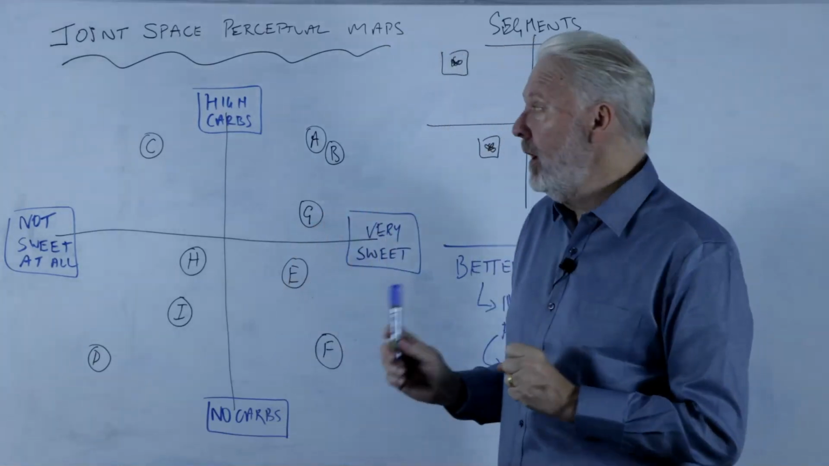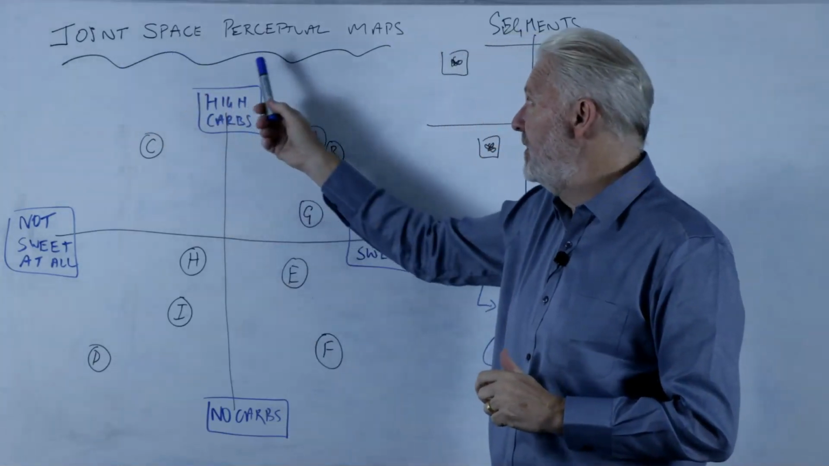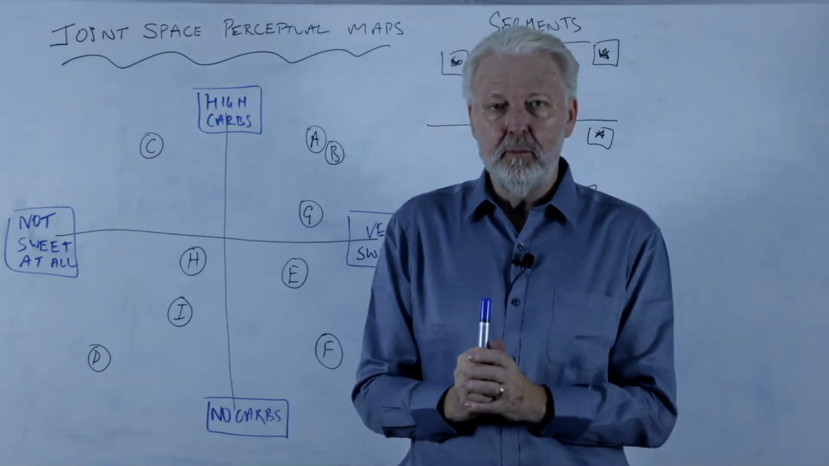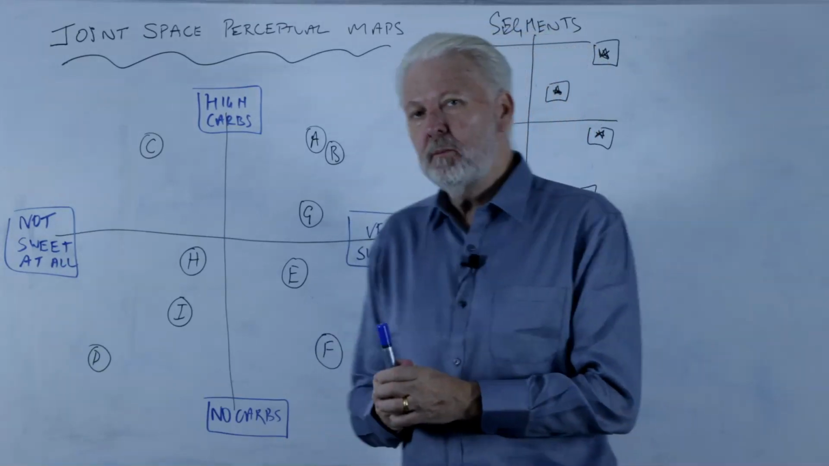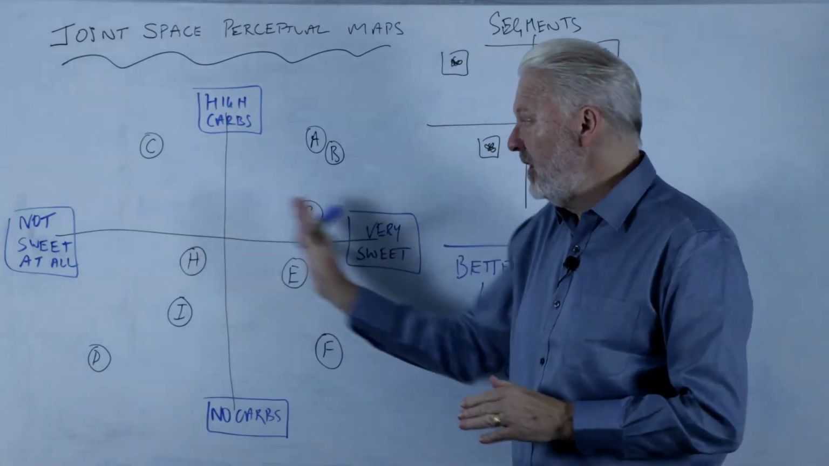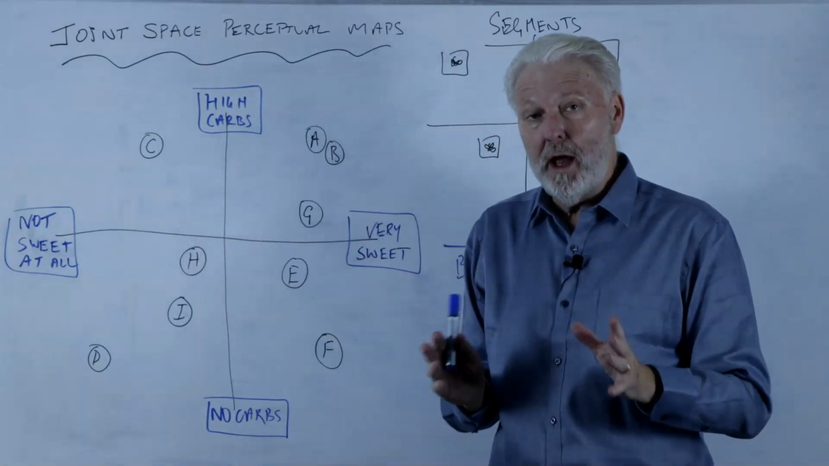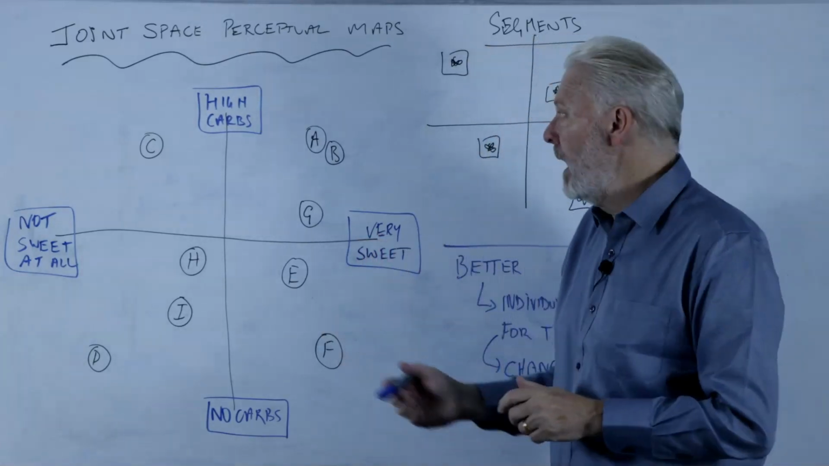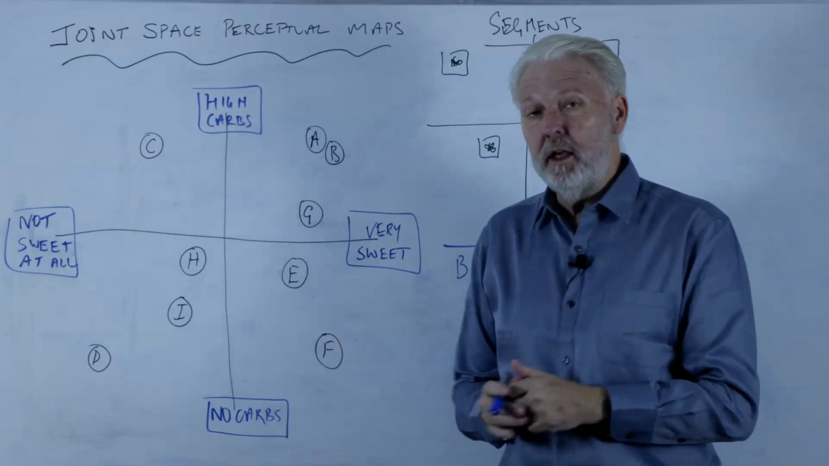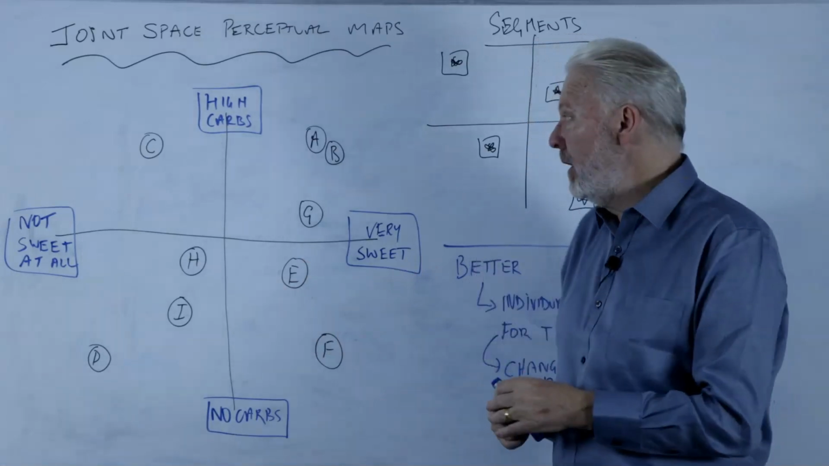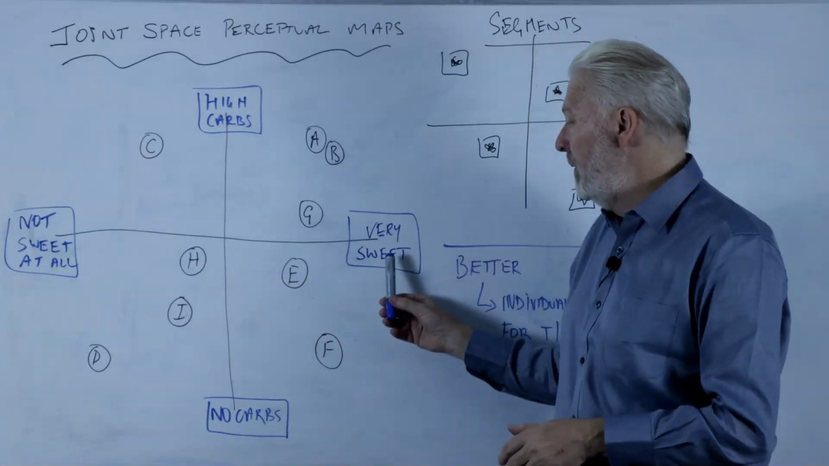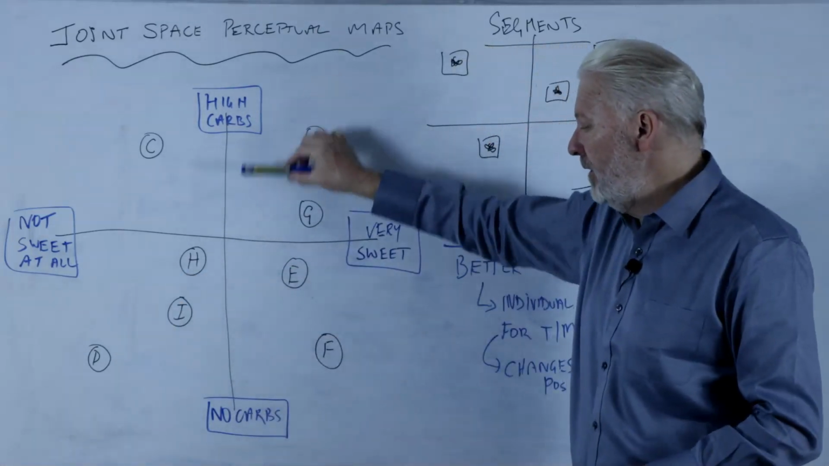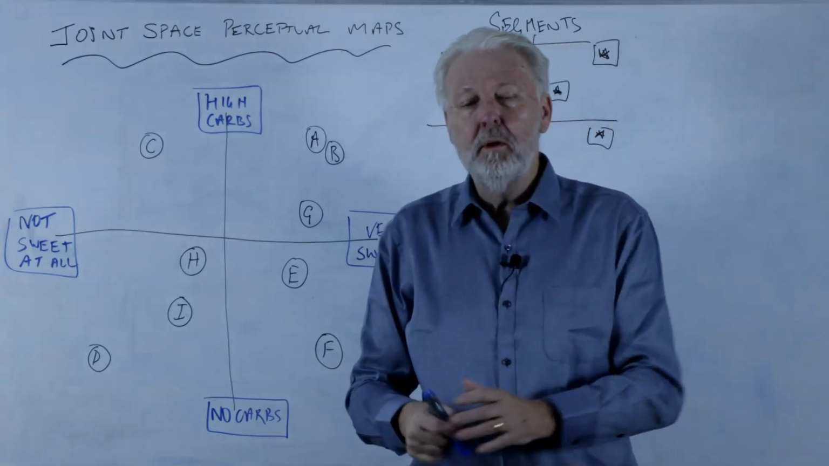In this video I'm going to have a look at joint space perceptual maps and why they're so powerful and why you should be using them with your marketing analysis. Now no doubt you have seen the standard two-dimensional or two-attribute perceptual map that sits in most marketing textbooks, and I have constructed one here for a snack food product. So going from very sweet across to not sweet at all, high in carbohydrates to no carbs at all.